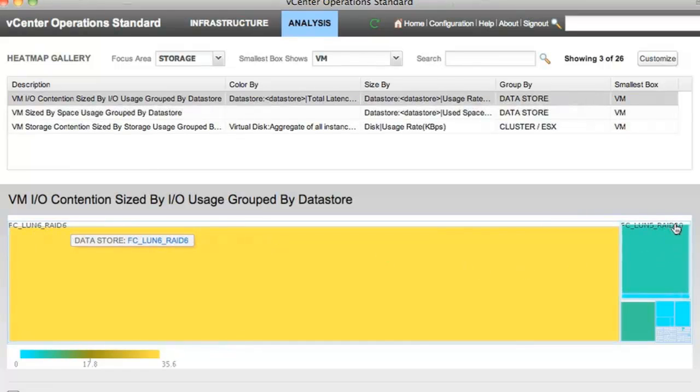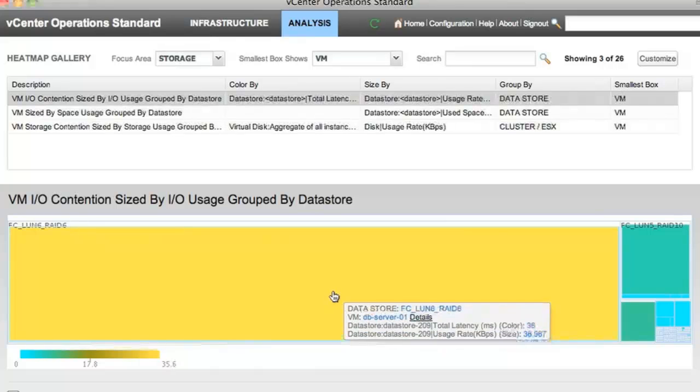We have another data store over here that's much smaller in size. Another data store that's so small its name can't even be printed, and then many other data stores here, some of which are so tiny they're barely even recognizable. What is the size based on? Well, we can see here from the name the size is based on the amount of I/O usage, the amount of kilobytes per second. So we can see very clearly, just by looking for a moment, that this FC16 RAID 6 is by far the most heavily utilized data store in our data center.